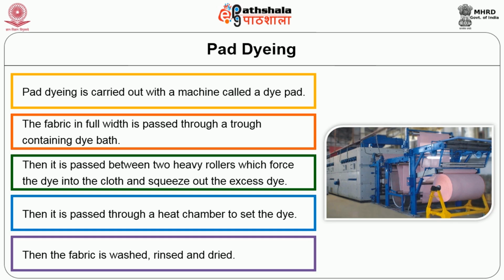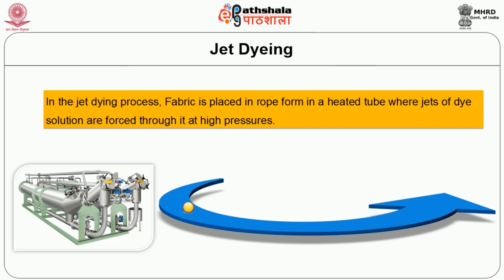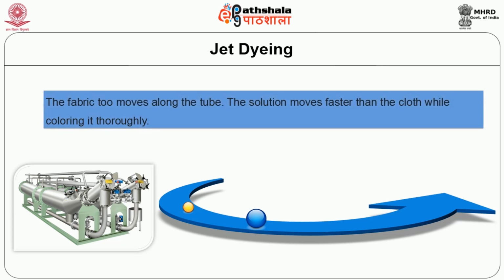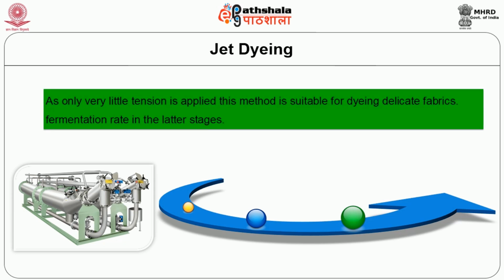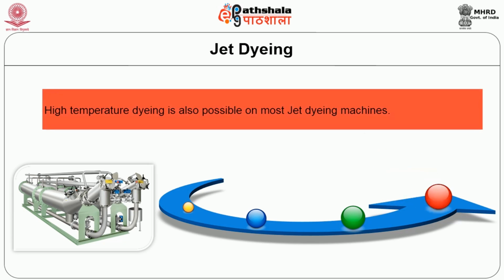Jet dyeing. In the jet dyeing process, fabric is placed in rope form in a heated tube where jets of dye solution are passed through it at high pressure. The fabric too moves along the tube. The solution moves faster than the cloth while coloring it thoroughly. As only very little tension is applied, this method is suitable for dyeing delicate fabrics. High temperature dyeing is also possible on most jet dyeing machines.